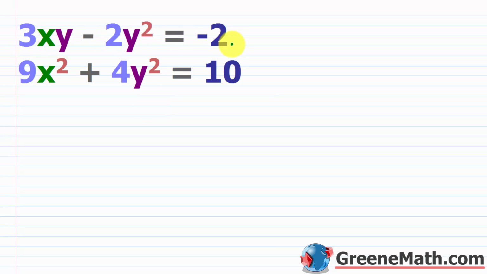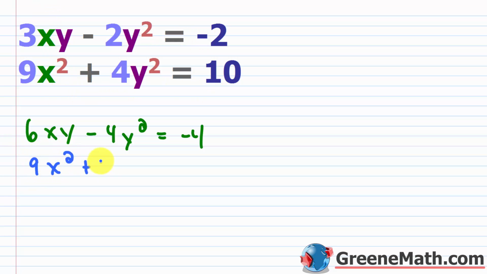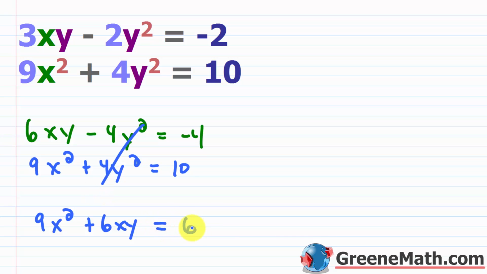So I'm going to multiply the first equation by 2. So I'm going to have 6xy and then minus 4y squared. This equals negative 4. Okay, just multiply everything by 2. Let me just write this one again. So 9x squared plus 4y squared equals 10. If I add these two together, then I'd have 9x squared plus 6xy. And then this cancels, and it would be equal to 6.